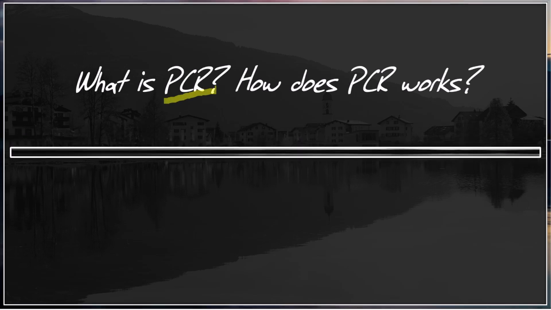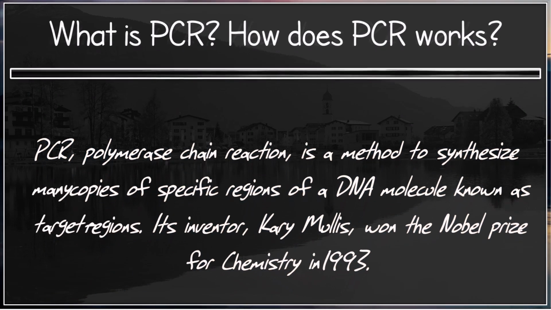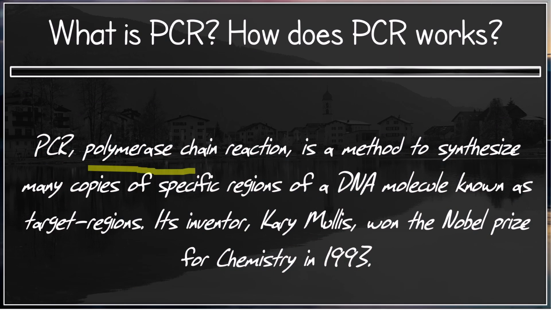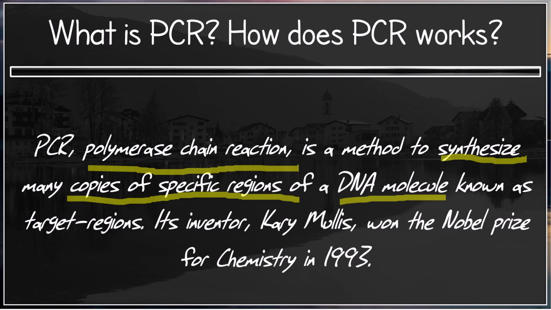What is PCR? How does PCR work? PCR, or polymerase chain reaction, is a method to synthesize many copies of specific regions of a DNA molecule known as the target regions. Its inventor, Kary Mullis, won a Nobel Prize for Chemistry in 1993.